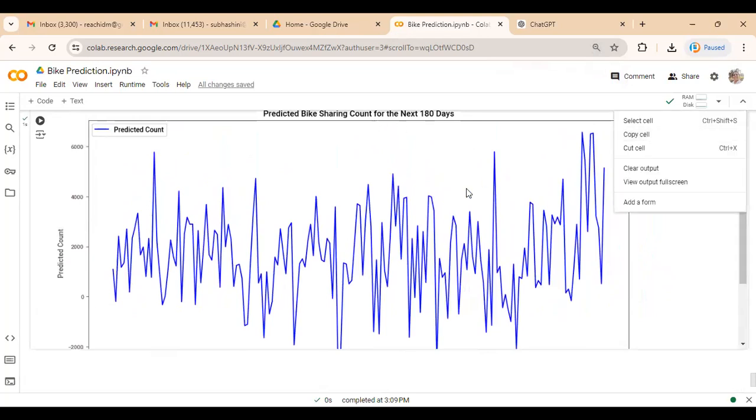So for the next 180 days, this is 1.5 years, given the temperatures which are loaded and the humidity, etc., loaded into a website which has weather prediction. These are the values that the company can expect.